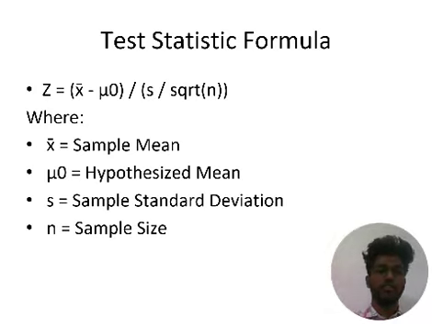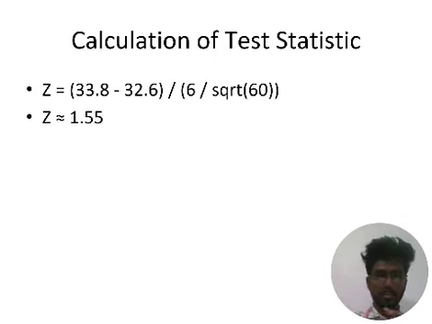z equals x bar minus mu naught divided by s over square root of n, where x bar equals the sample mean, mu naught equals the hypothesized mean, s equals the sample standard deviation, and n equals the sample size. Here is the calculation of the test statistic. Z equals 33.8 minus 32.6 divided by 6 over square root of 60. We calculate the Z value as approximately 1.55.